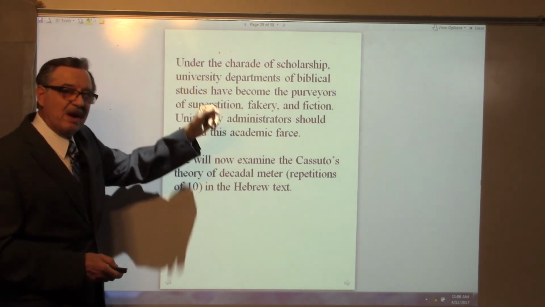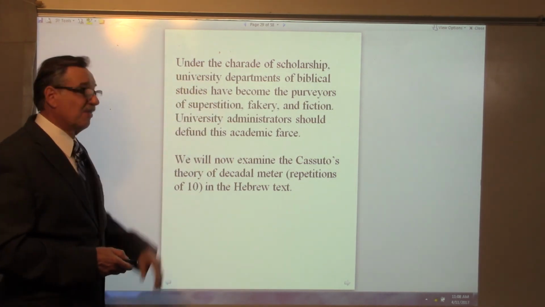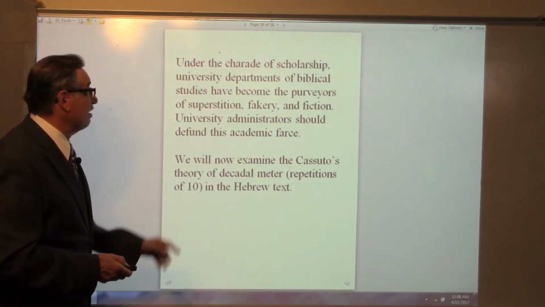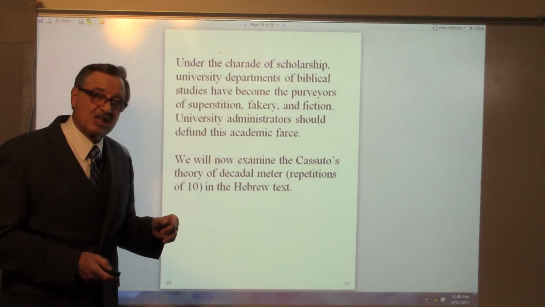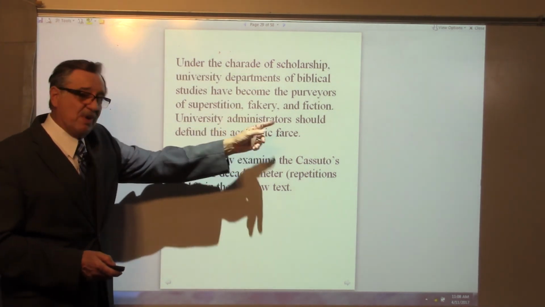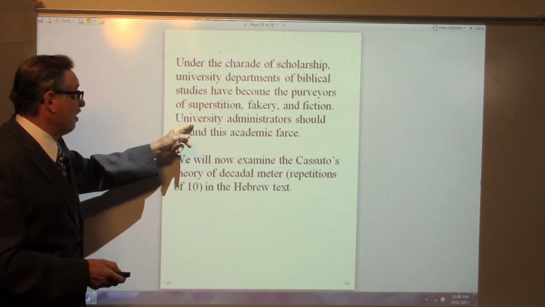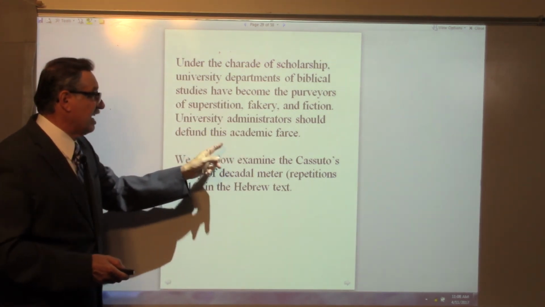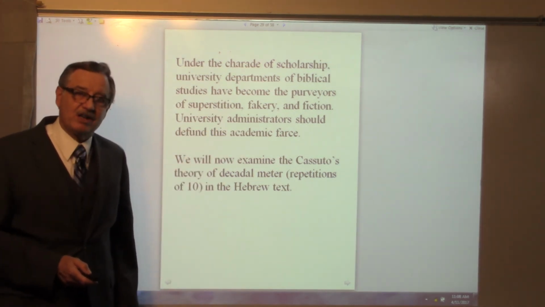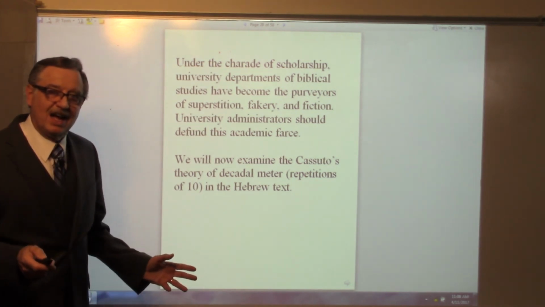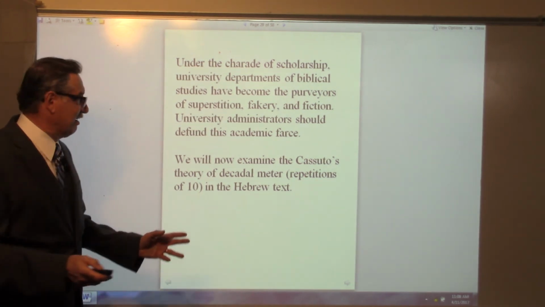Now, under the charade of scholarship, university departments of biblical studies have become the purveyors of superstition, fakery, and fiction. University administrators should defund this academic farce that is perpetrated in the name of scholarship.